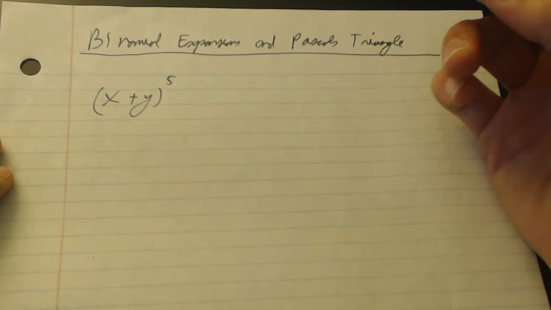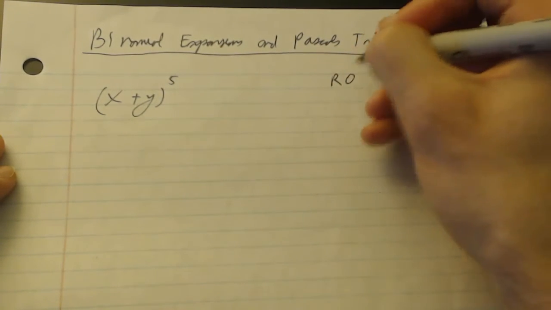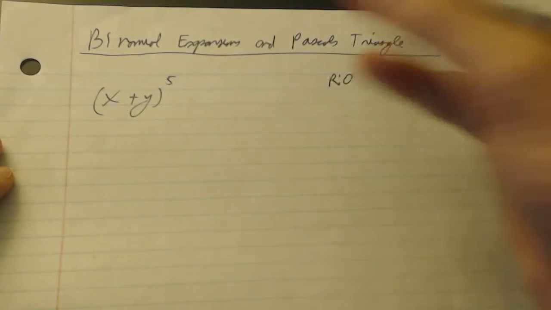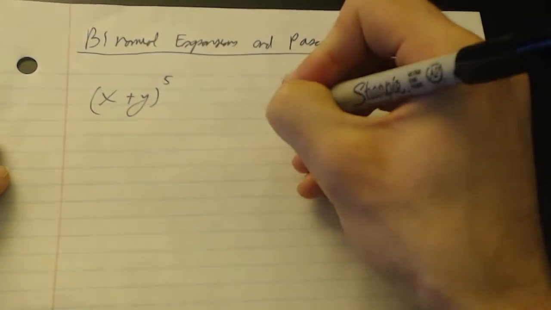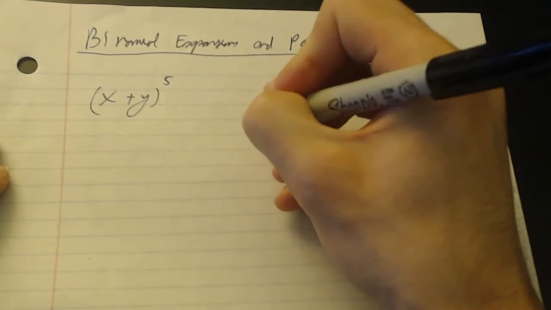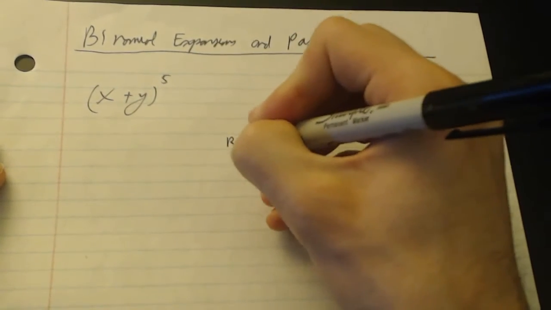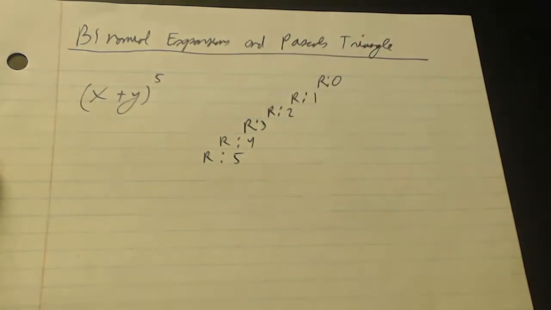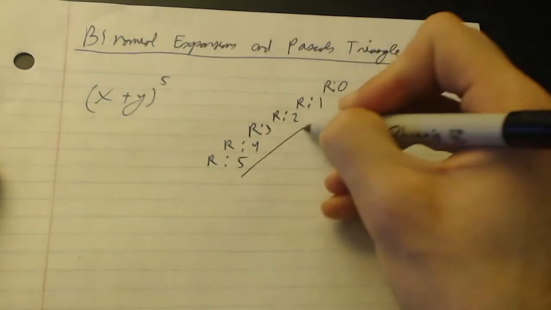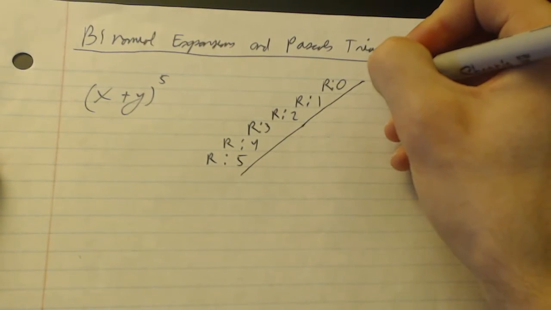So the first thing I like to do is label the rows. You have row 0. Don't ever forget row 0, because it will throw off the entire triangle if you don't put row 0 in there. Because then you have row 1, row 2, row 3, row 4, and then row 5. Take a little extra space. Let me just put a little line to separate where I put the triangle. Alright, in row 0, you always have 1.